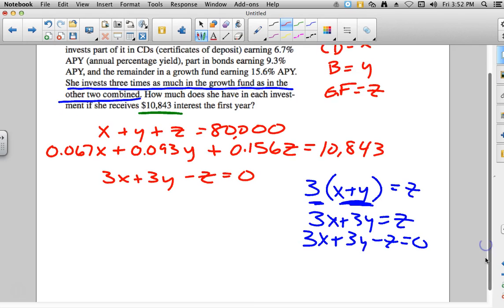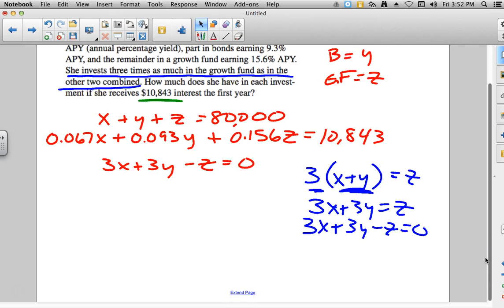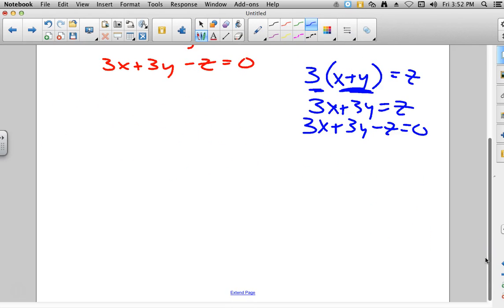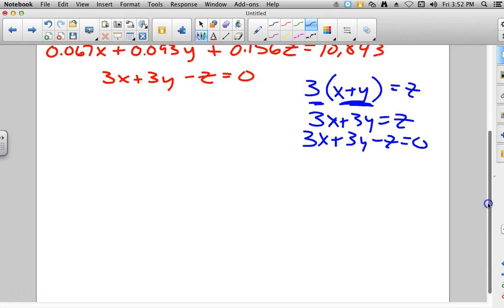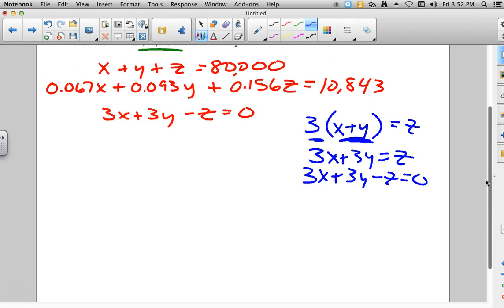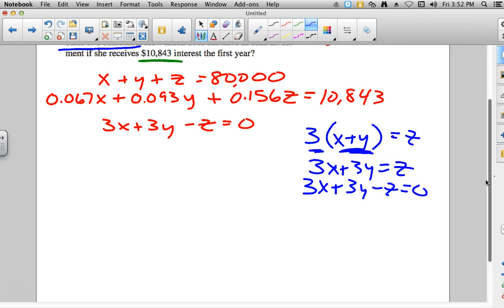So 3x plus 3y minus z equals 0 is what we would put in our system. And I don't believe there are any directions here about what you had to use to solve this, so that was totally up to you. If you wanted to solve this using algebra, you sure could. I did not. I used my coefficient matrix. I'm going to have to spread this out with those decimals on there.